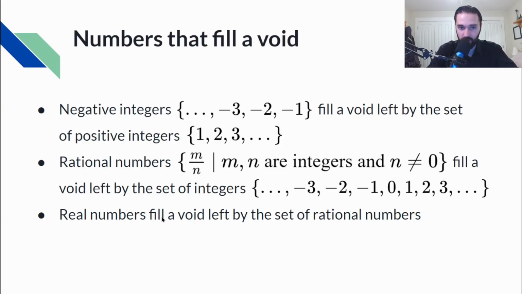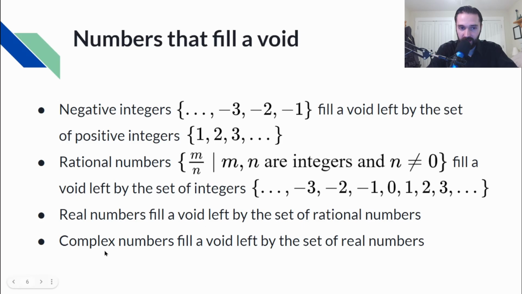because real numbers include irrational numbers like the square root of 2. They can't be written as a fraction. And finally, it's not surprising that complex numbers fill a void left by the set of real numbers.